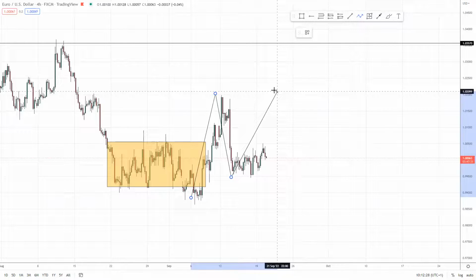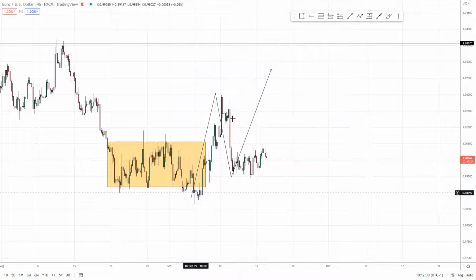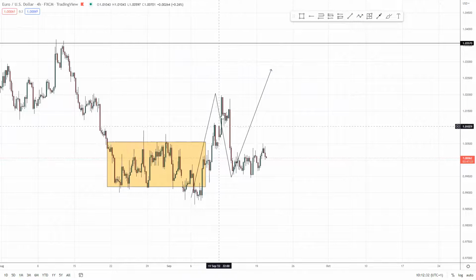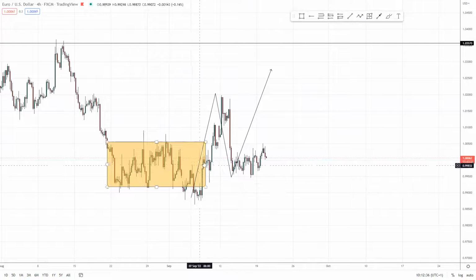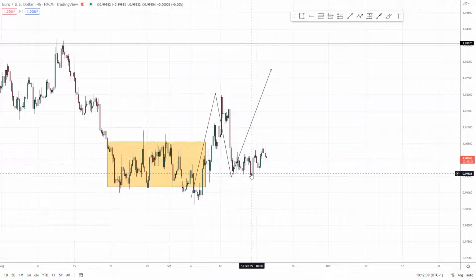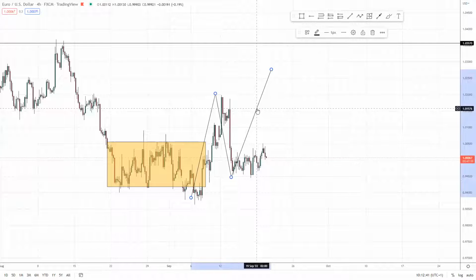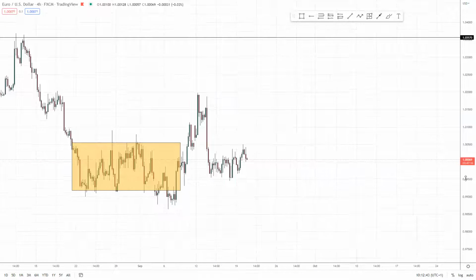You'd look for a continuation higher, because that's effectively saying we've had that buy side imbalance, we've had the mitigation of the area where consolidation took place, and now we're obviously looking for that continuation. But with these markets, you just never know.